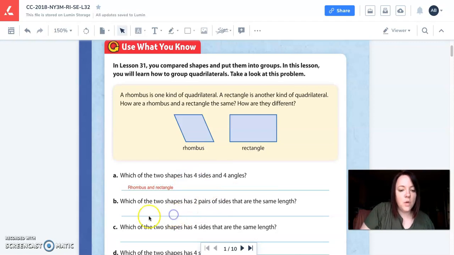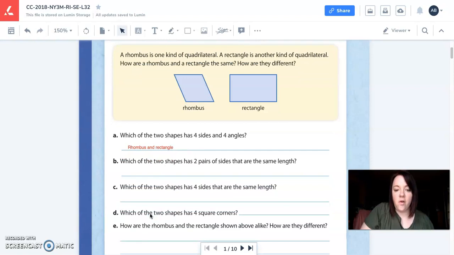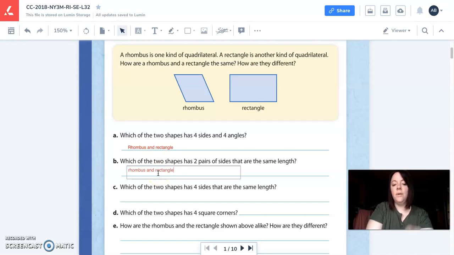Next, which of the two shapes has two pairs of sides that are the same length? If we look at them, this one's the same as this one, this one's the same as this one. So we know rhombus is one, and this one's the same as this one, and this one. Same. So both rhombus and rectangle. Here we don't really have to write full sentences because we're filling in math.